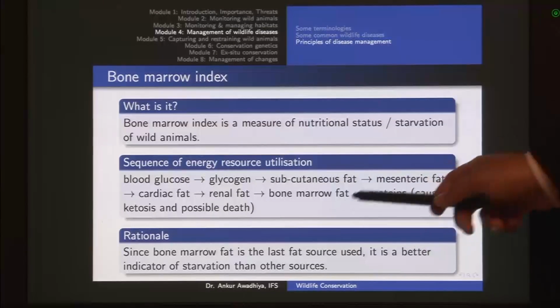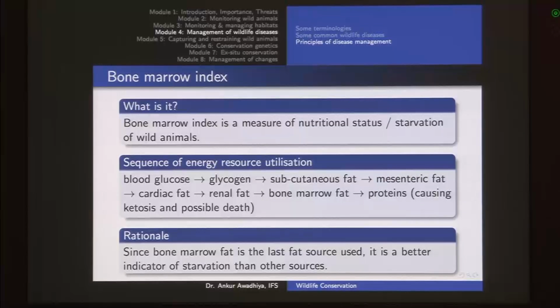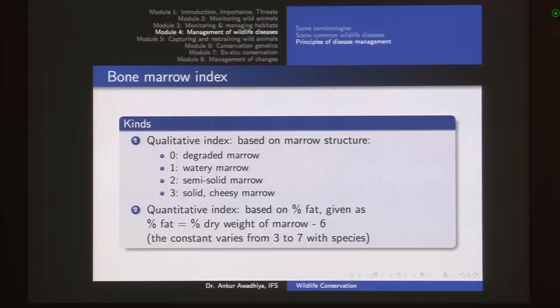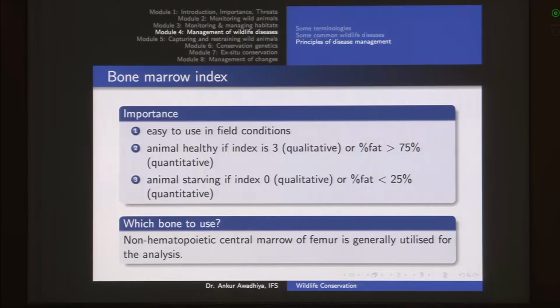So bone marrow is the last fat reservoir that is used, which is why it becomes a very good indicator of the health of the animal. So we have qualitative index and quantitative index. So qualitative index is whether your bone marrow is looking like cheese or whether it is looking extremely degraded, and quantitative index is based on the percentage of fat.